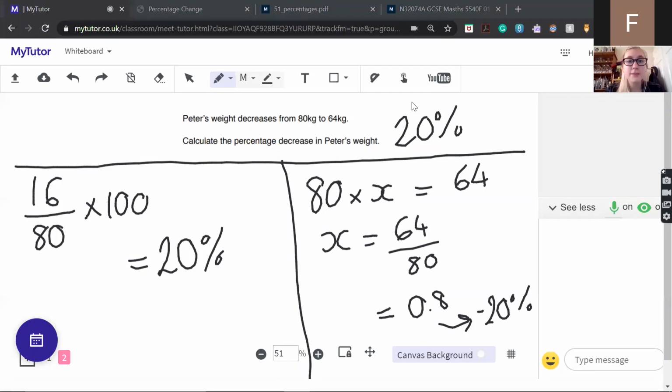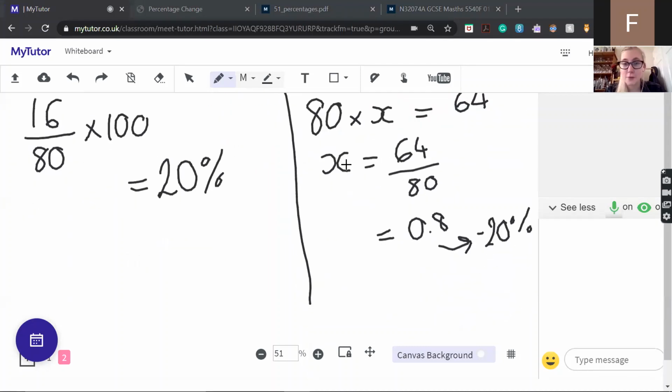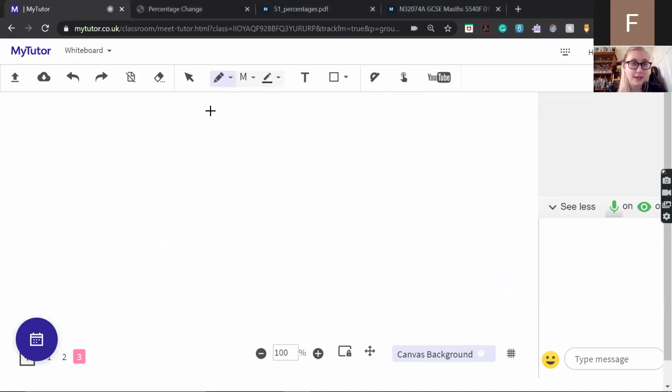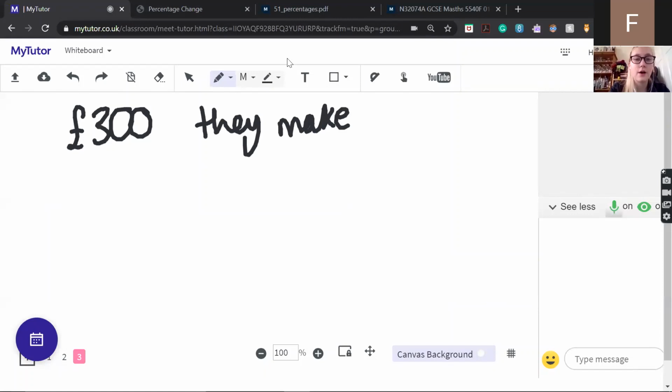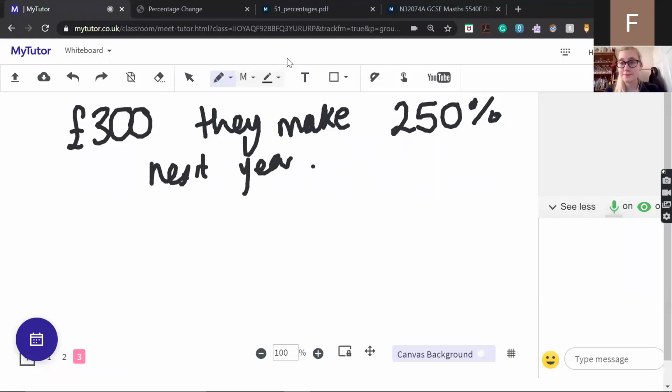Okay, fab. Somebody said, what if the percentage is over 100%? That's a really good point. So let's have a look at one like that. So let's say a business has £300 and they make 250% of that next year. And we want to know how much they make.